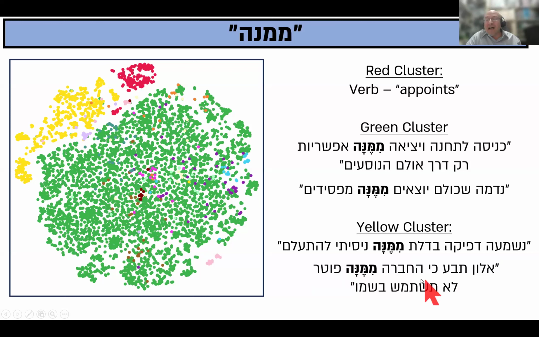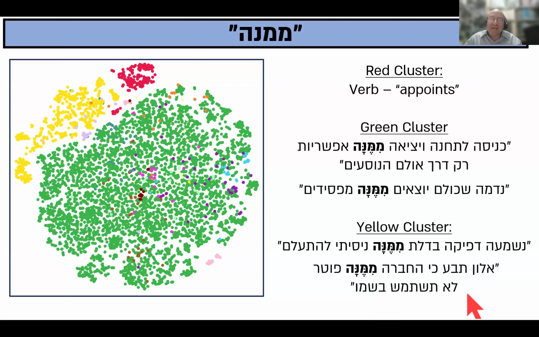ignored. Or alon tavakia chevra mimena putar lo tishtamesh bishmo. And he sued that the company from which he was fired should not use his name. So there are two very different usages here of mimena. One is from it, and the other is from which.